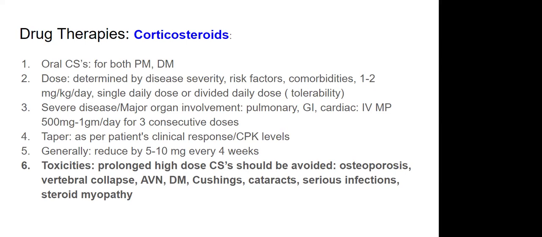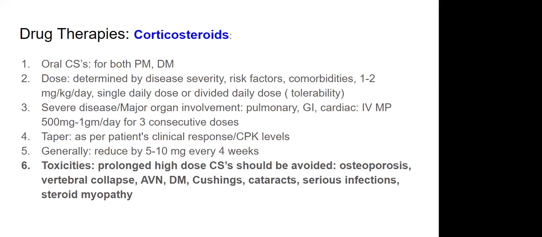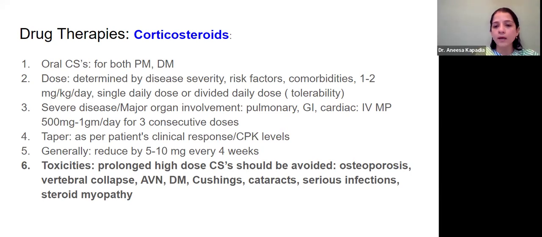The doses, as we know, we start at either 1 to 2 milligram per kg per day. Although previously we know that a single daily dose is preferred, sometimes we might have to divide the dose because if the dose is really high, they may not be able to tolerate one single dose. If there is major organ involvement, for example pulmonary, like severe active ILD with a lot of ground glassing, or they have dysphagia, or cardiac involvement, we might have to use what we call pulse steroids or IV steroids, where we generally give a 1 gram per day dose for 3 consecutive days. All this has to be done under expert supervision and it has its own side effects.